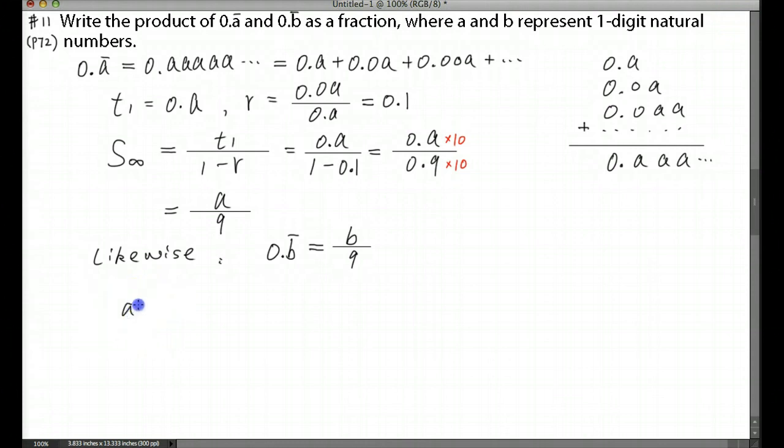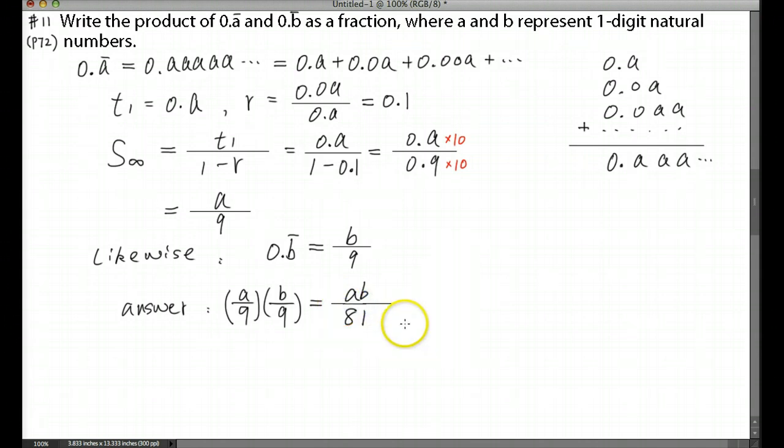So the answer would be the product of these two fractions. Of course, we just multiply these two fractions together. When multiplying two fractions, numerator multiplies numerator, denominator multiplies denominator. So you get 81 in the denominator. Okay, so we're done with this question.